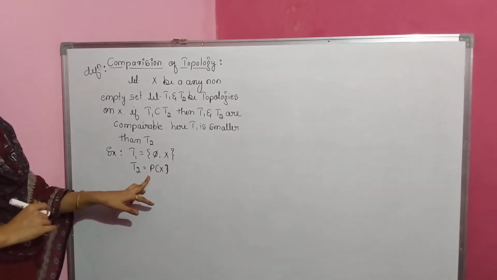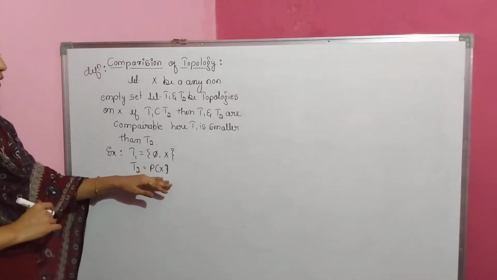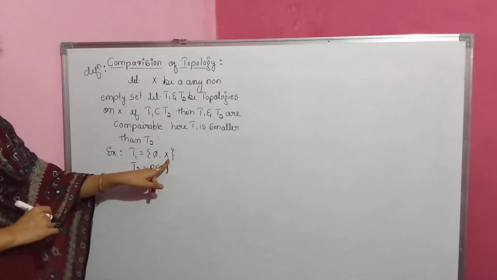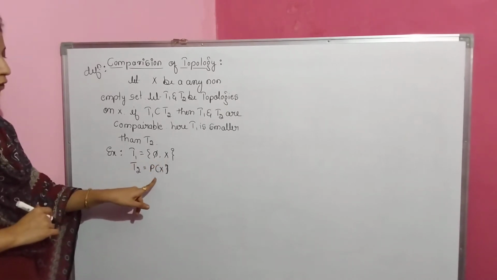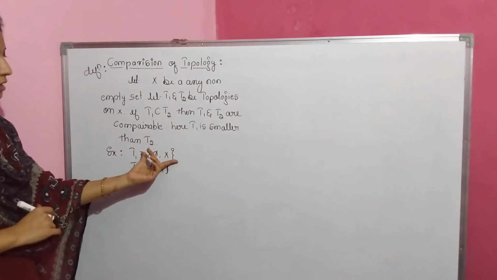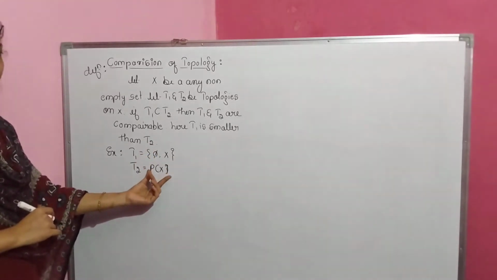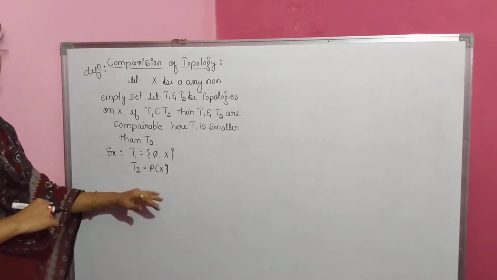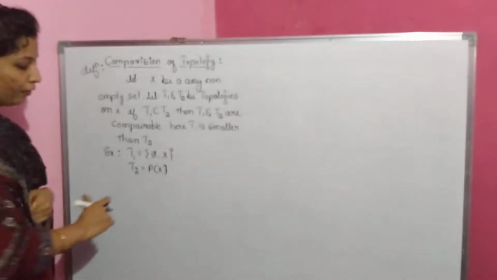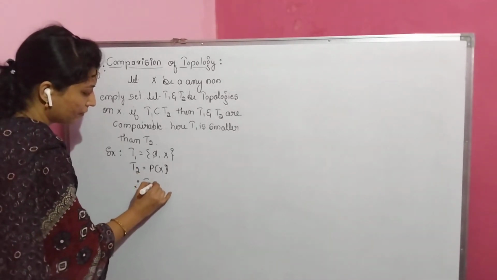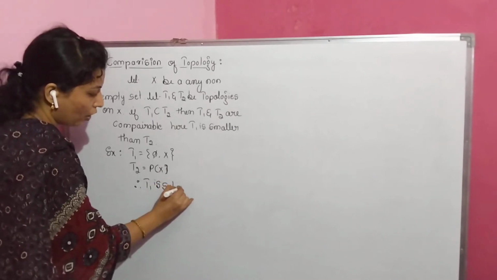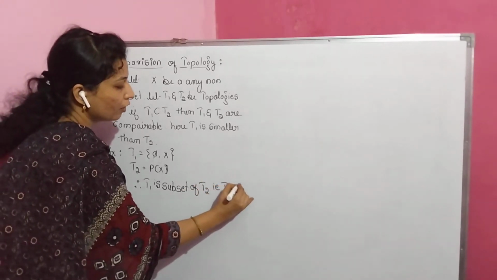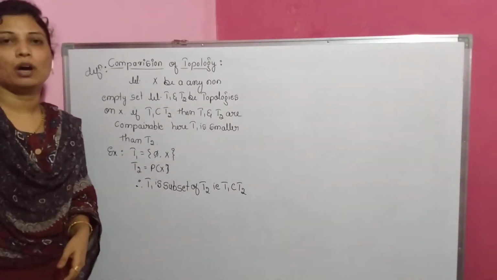So here we have the elements as subsets of X. Here we have T1 equal to the null set and X. These two are elements of T2, so T1 is a subset of T2, because the power set already contains the empty set and X. Therefore, T1 is a subset of T2, which means T1 and T2 are comparable.